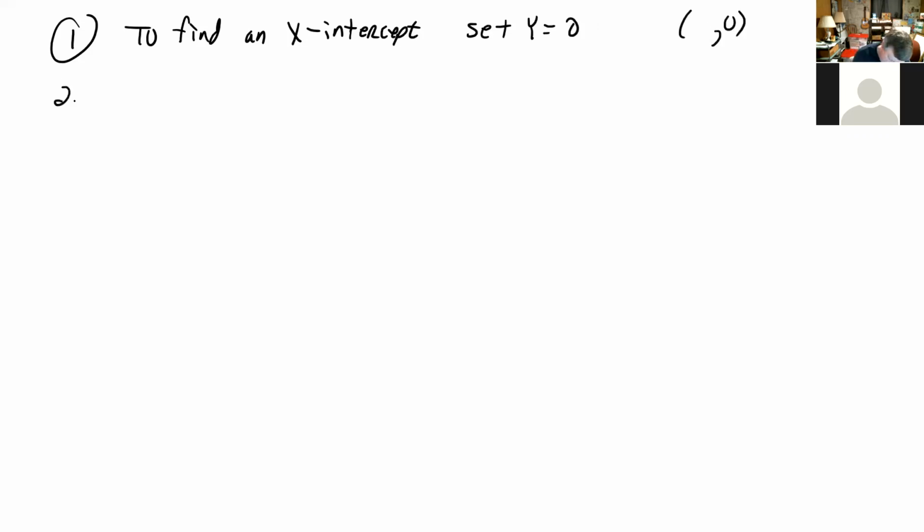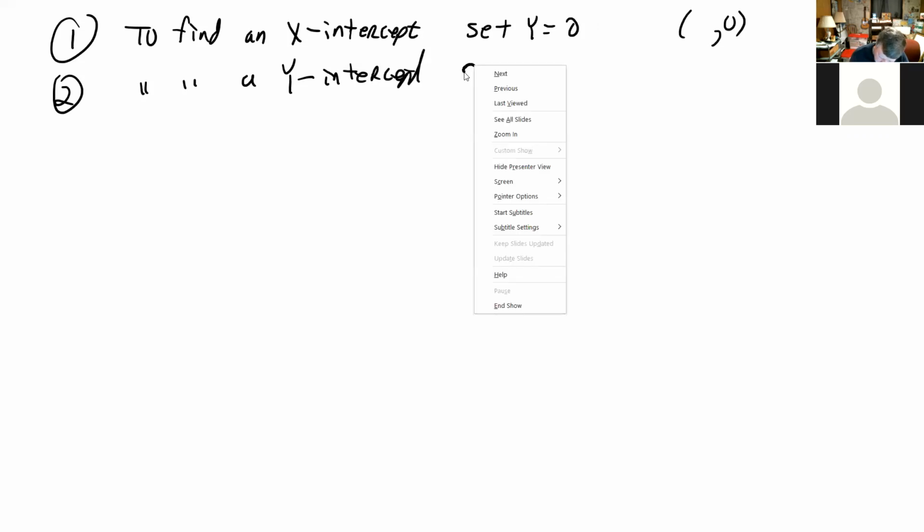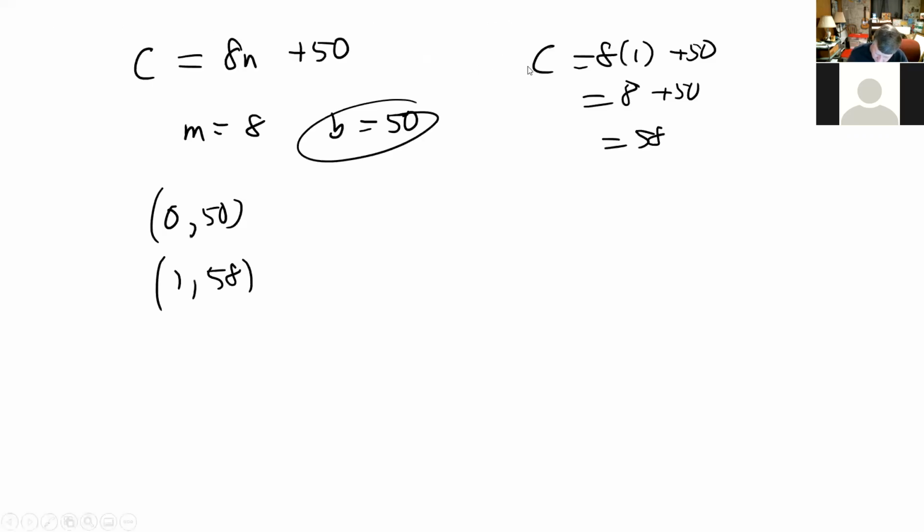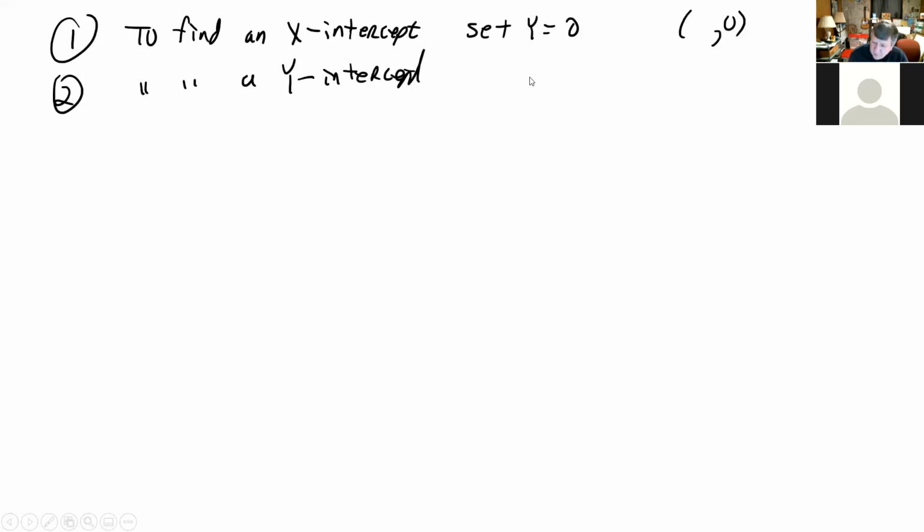Good job. Item number 2, to find a y-intercept. What do you do there? Set what? X to 0. X equal to 0 or complete the following ordered pair. That's supposed to be a 0. All right, let's see. Number 3.